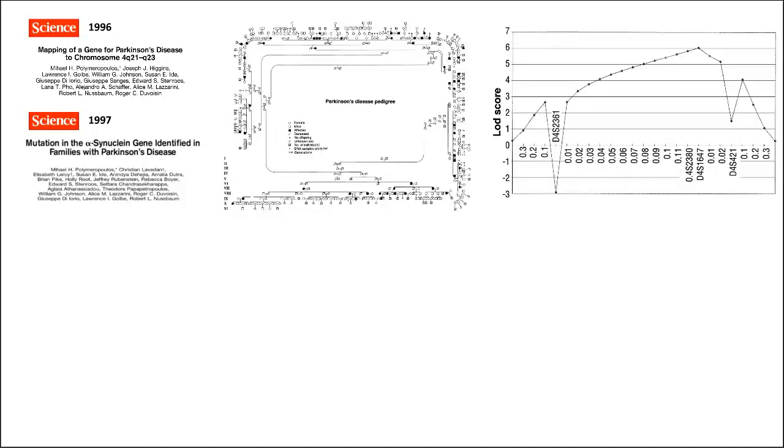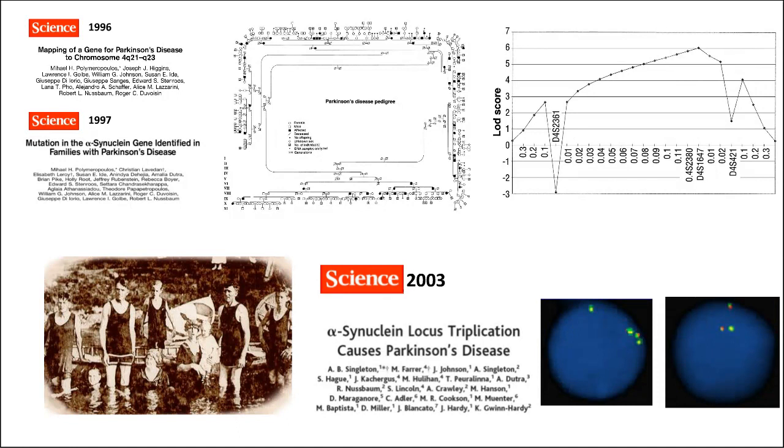So this was a mutation in synuclein. About 6 years after that, we found that multiplications of the gene, meaning that you have multiple copies of the same gene in your genome, duplicated through meiosis, also caused Parkinson's disease. And this is work by Matt Farrer, who was a postdoc in Florida.